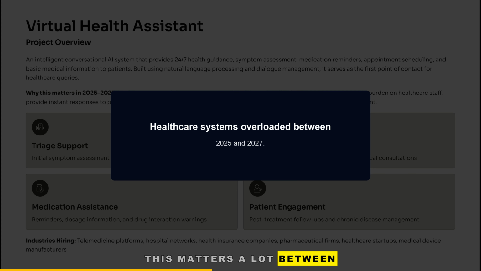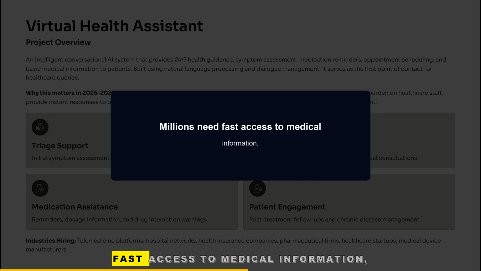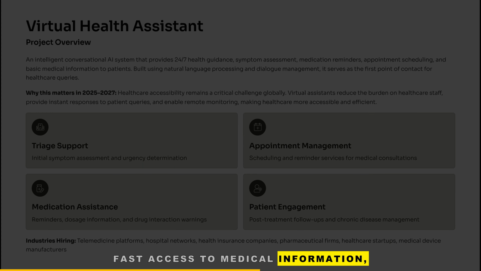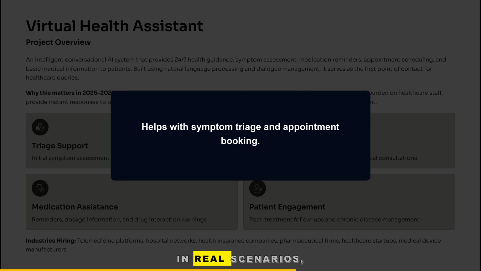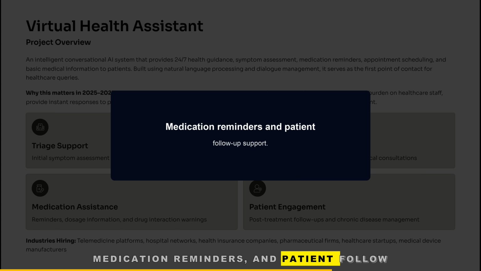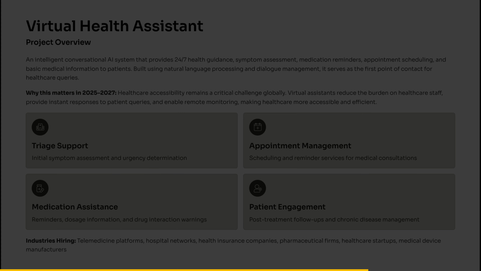This matters a lot between 2025 and 2027 because healthcare systems are overloaded, and millions of people need fast access to medical information. Virtual assistants reduce pressure on hospitals and make healthcare more accessible. In real scenarios, these systems help with symptom triage, appointment booking, medication reminders, and patient follow-up support. You learn how conversational AI improves care, especially in remote areas.